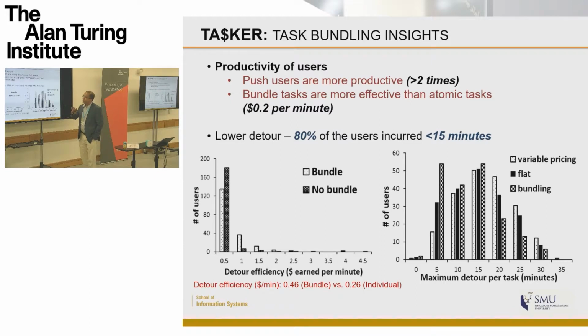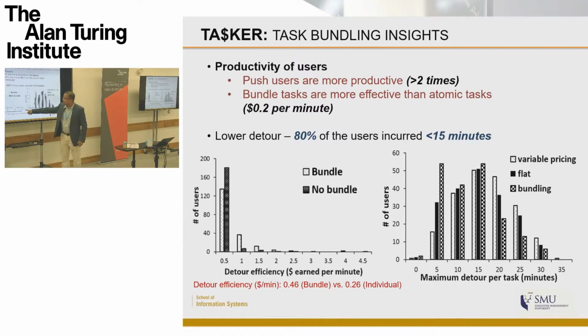Now, we also said we have A/B testing. So in A/B, what it means is we have people to whom we recommend tasks using our algorithms. The other group, we just open up. This is like classic crowdsourcing. You just show them all the tasks. They're free to do what they want. So we found that push users, these are the people whom we proactively recommend tasks, they're still free to do what they want, they are more than 2 times as productive.